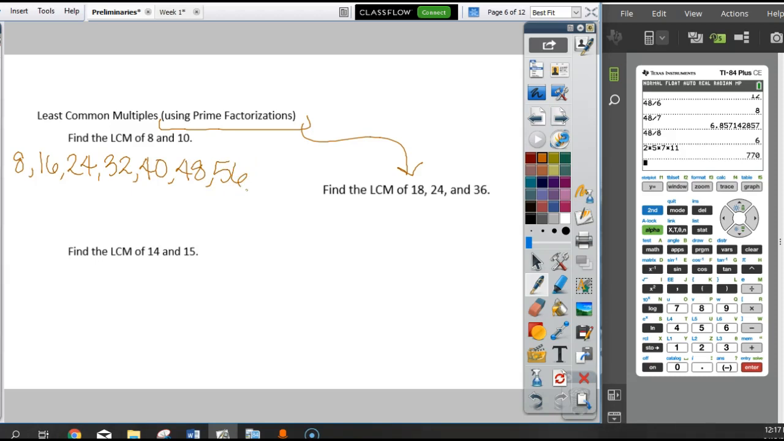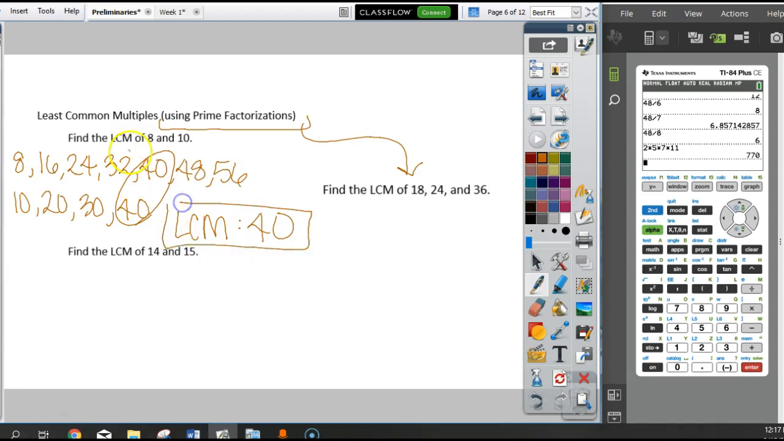10, and you may have thought when I was making this list, you already found it. 10, 20, 30, 40. We have a match. So the least common multiple between 10 and 8 is 40. And so we're done. Could we find more multiples? Yes, but the one that we're concerned with is the least common multiple.